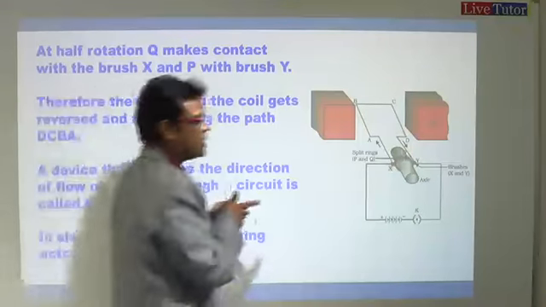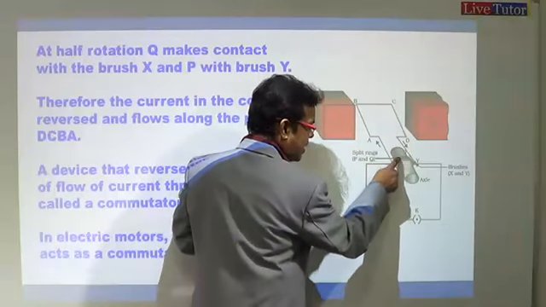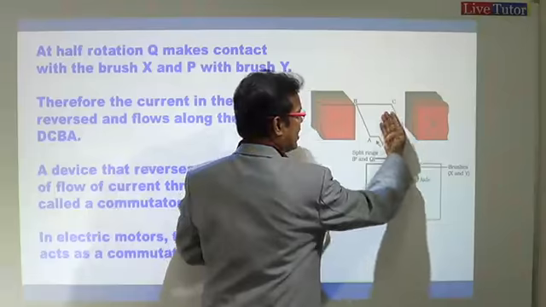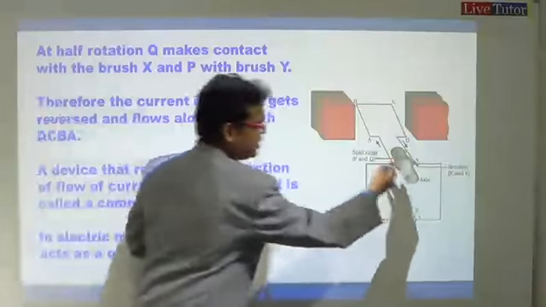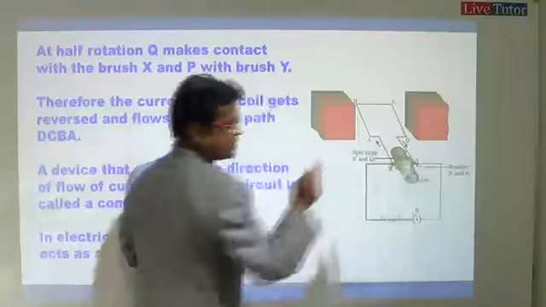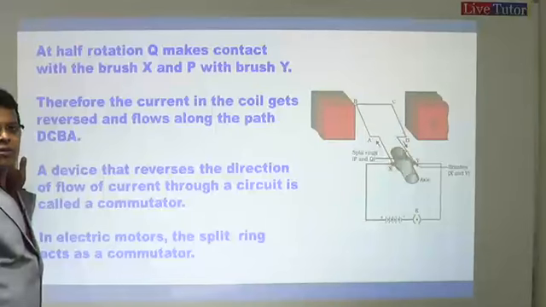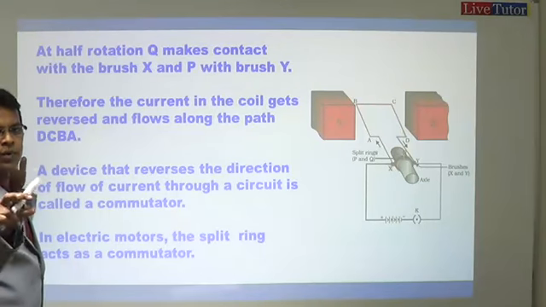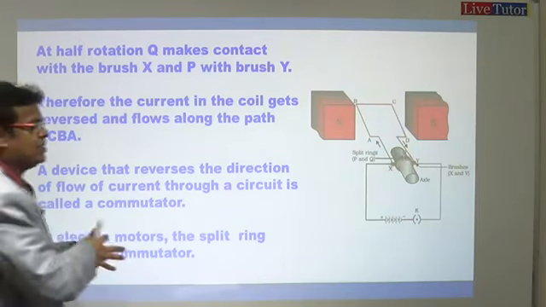what happens? Because we have got a split ring in the form of a semicircle. So until the semicircle is completed, the coil will keep on moving. Once the half of this is crossed, what will happen? The second half of this will come into contact with this. That is, the carbon brush Y will be coming in contact with that. Okay. So after half rotation, Q makes contact with the brush X and P with Y. That is, they will change that.